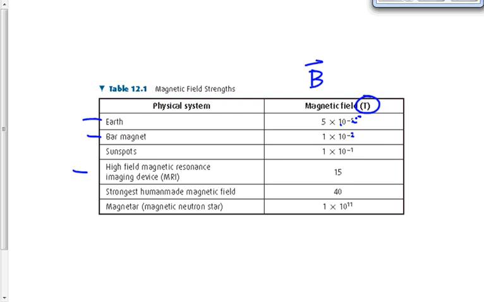Would we feel it directly? No, because we don't feel a magnetic field, right? But would it create all kinds of implications for our lives? Yes, it would.